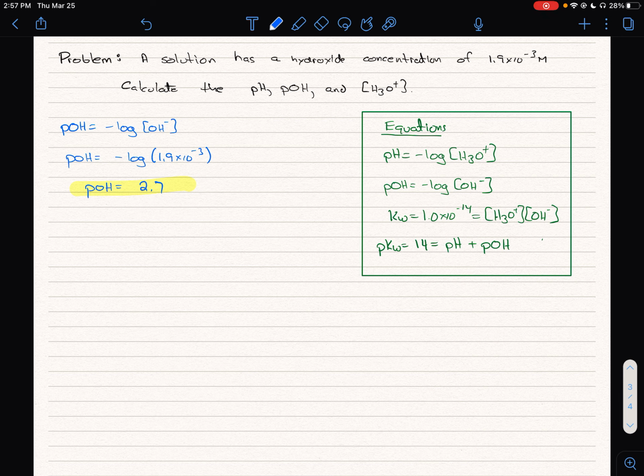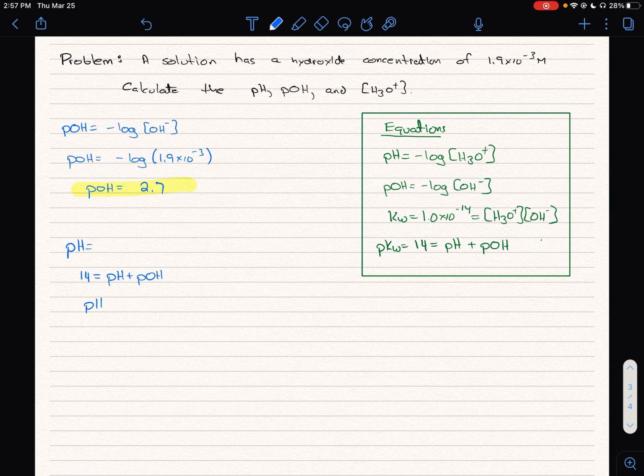Again, we can go in a bunch of different directions. I'm going to actually go through and say, let's calculate our pH next. And to find the pH, I'm going to use the formula where 14 is equal to the pH plus the pOH. So our pH is equal to 14 minus the pOH, which we just found was 2.7. So our pH is now equal to 11.3. So now we have the pH, and we can see this is a basic solution.